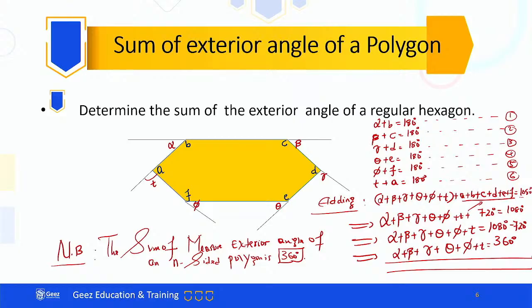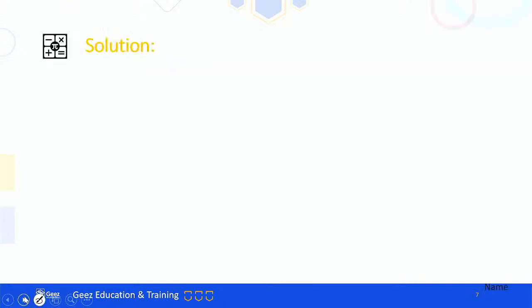You can just say that the sum of the measure of exterior angle of an n-sided regular polygon is 360 degrees. Full stop. That's how you do it.